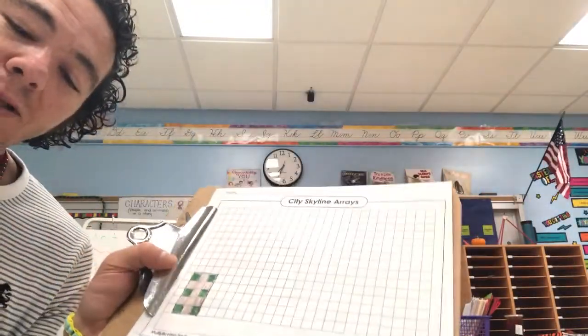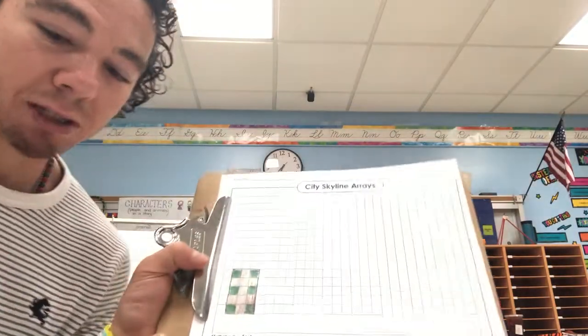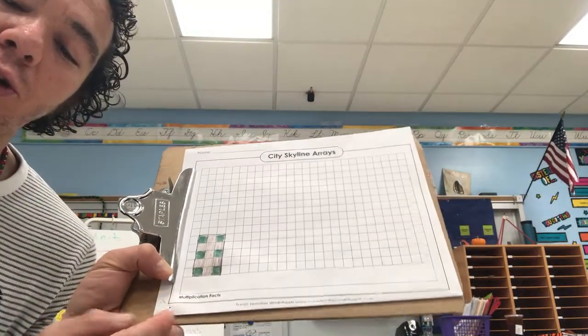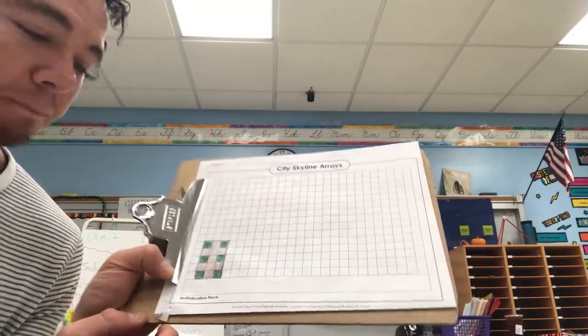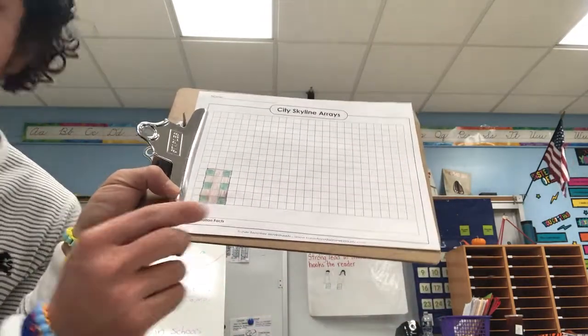So it says color the skyscrapers. That's what I just did. Another name for a tall building is a skyscraper. And then it says write the multiplication facts shown inside each building. So I'm going to write each of my multiplication facts right underneath the building.